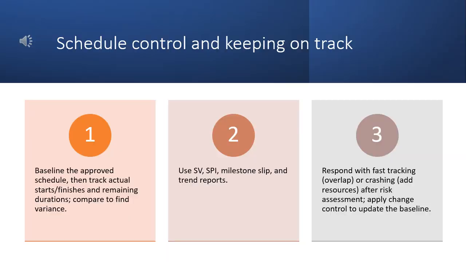In order to control the schedule and keep it on track, first set a schedule baseline for the approved schedule. Then track actual starts, finishes, and remaining durations. Compare baseline and actual to find variance. Helpful metrics include schedule variance, SV, and schedule performance index, SPI, milestone slip reports, and trend lines. Respond with fast tracking, which overlaps tasks, or crashing, which adds resources. Assess risks before applying changes. Use change control to update the baseline.